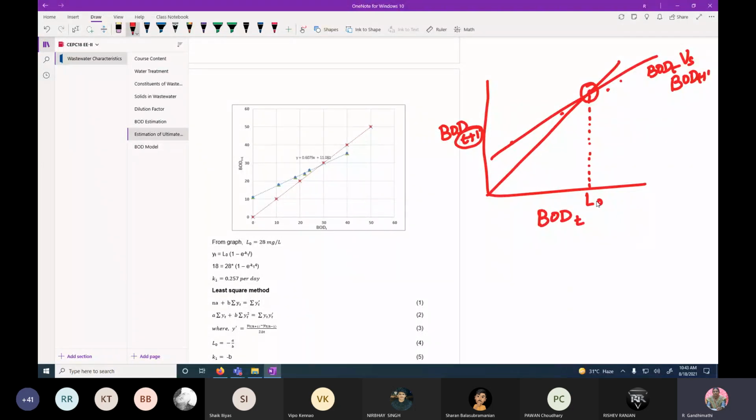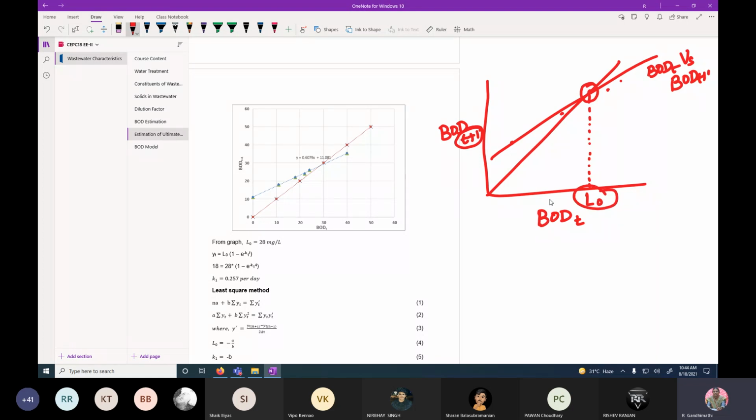Is it clear, students? Okay, first step, find out the BODT plus 1 data corresponding to BODT. Then draw the plot. Then third step, construct the 45-degree line. It may intercept the BODT versus BODT plus 1 at some particular point. Then you draw the vertical line. It may intersect the BODT axis somewhere. That is noted as L0.